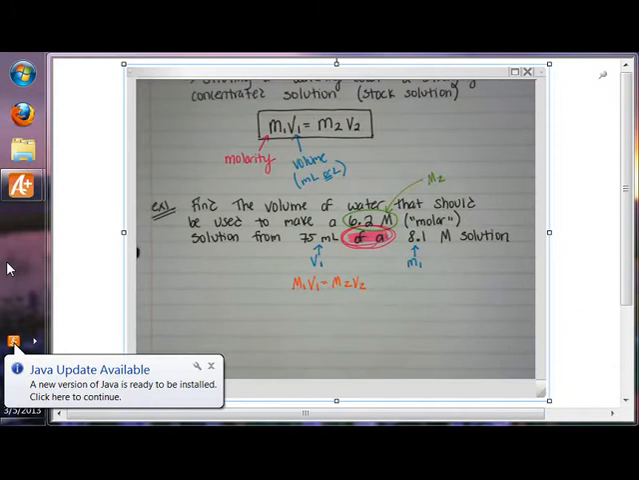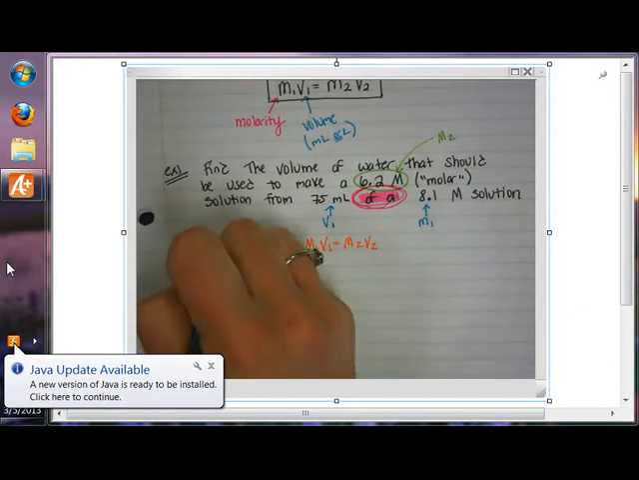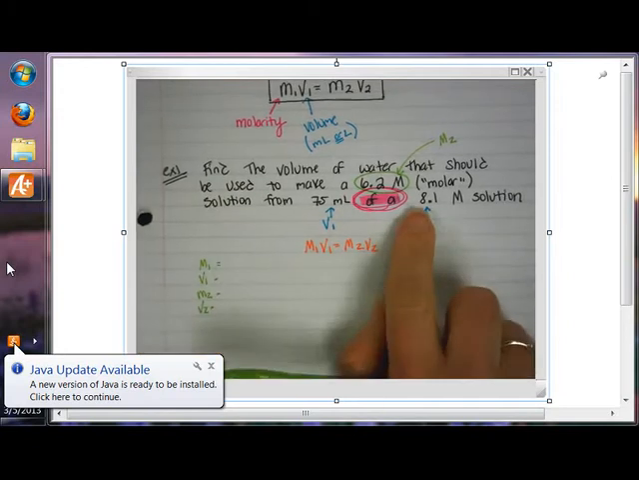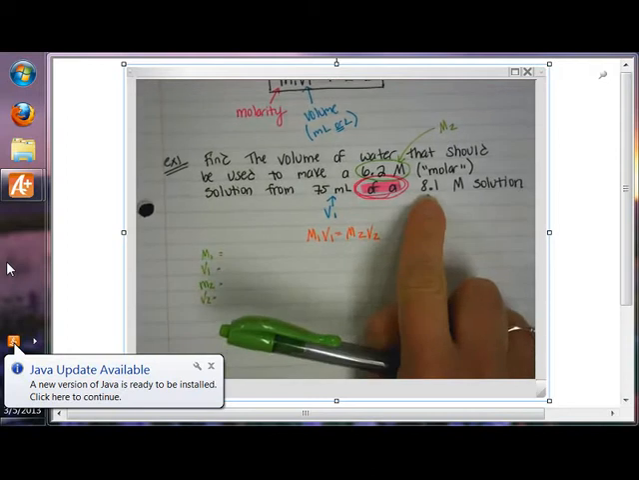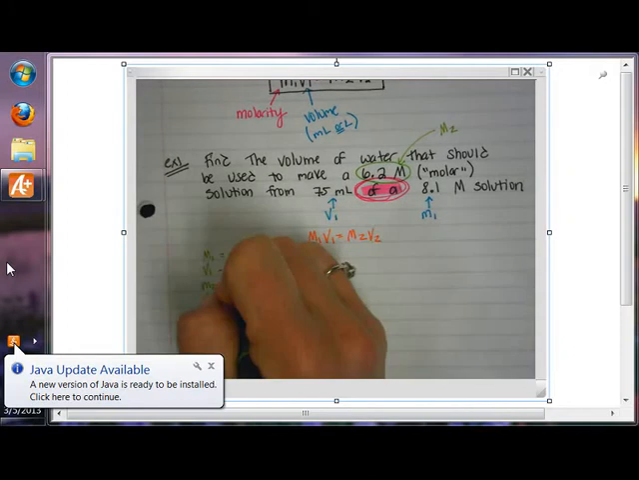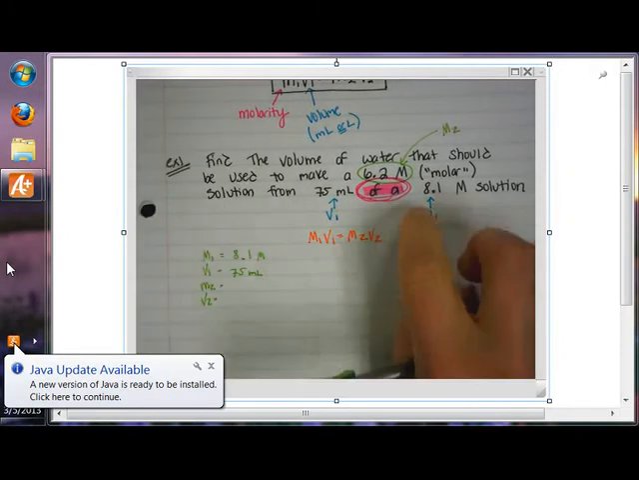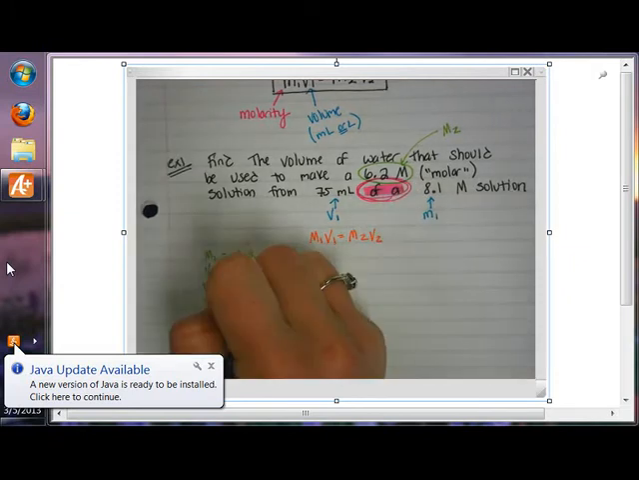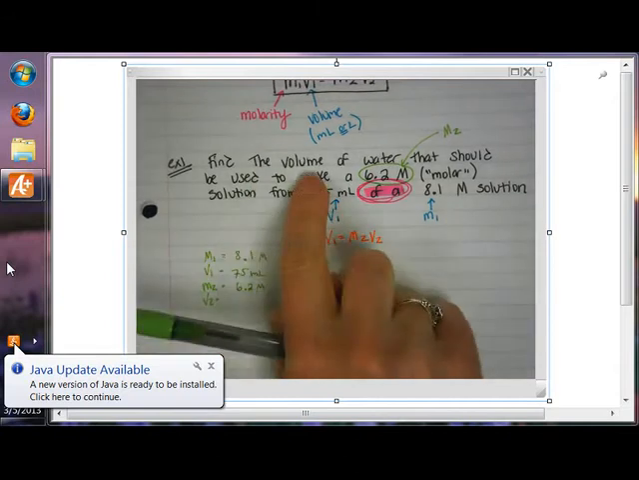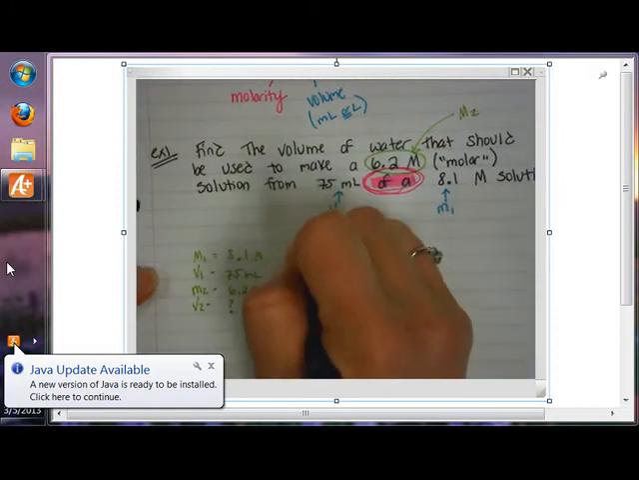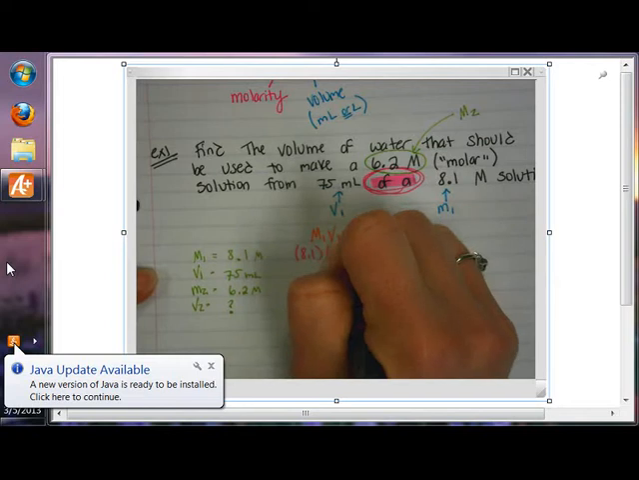So I've got M1, V1, M2, V2. The of is my 1, so 8.1 molar. V1 was 75 milliliters. M2, what was left over is my 2, is going to be 6.2. And they said find the volume, so they want what's left over, which is going to be V2. So I plug and chug. M1 is 8.1, V1 is 75, M2 is 6.2, and V2 is I don't know.